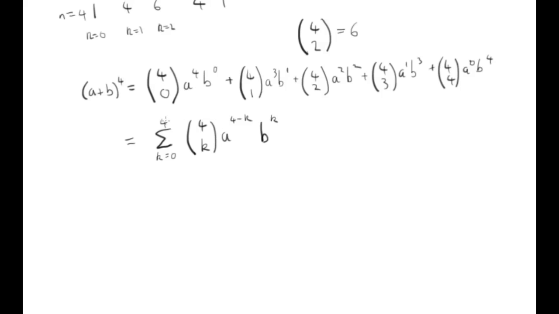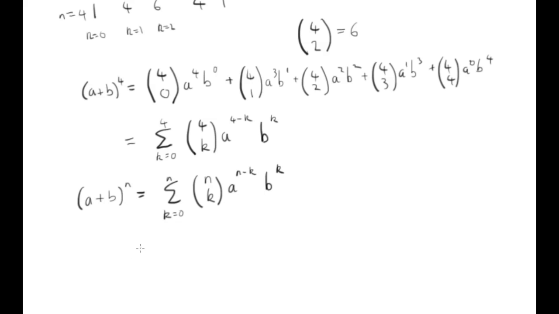Okay, well, what about when instead of to the power 4 we have to the power n? Well, it's written in exactly the same way. We have sigma notation, so k equals 0 to n, and we have the binomial coefficient n choose k, a to the power n minus k, and b to the power k.